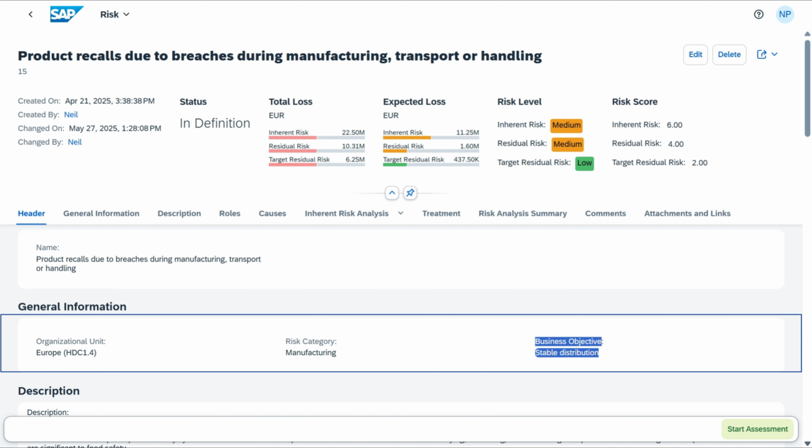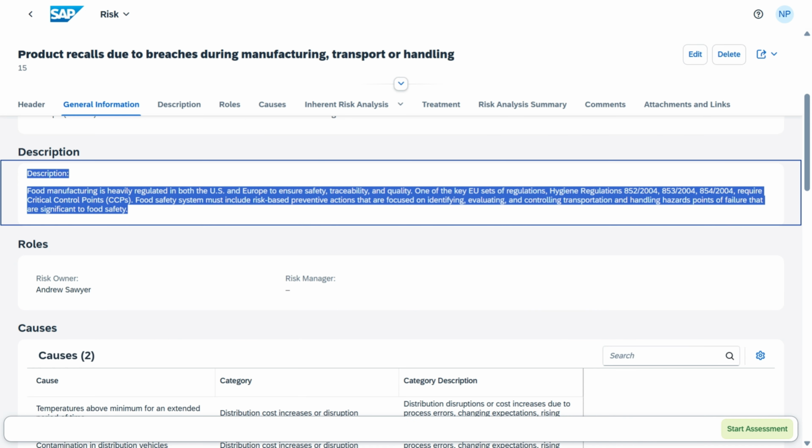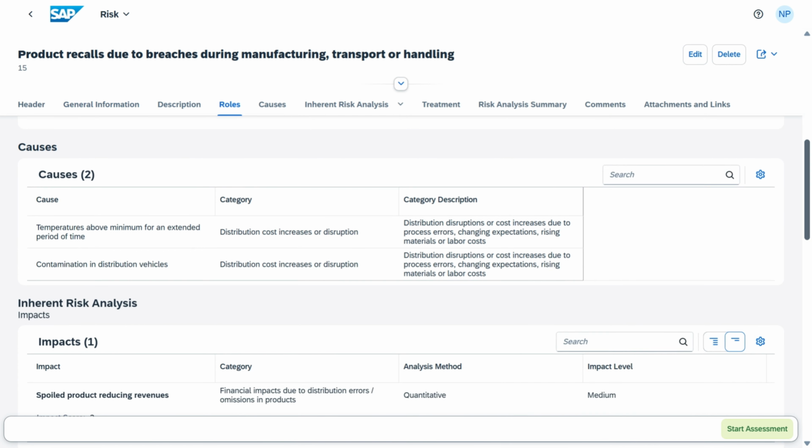It's important to link the risk to a business objective to properly prioritize risk and control management efforts, and their contribution to meeting those objectives. Unsurprisingly, food manufacturing is heavily regulated in the USA and EU, and elsewhere in the world. Regulations are increasingly moving towards preventative, rather than reactive, management.